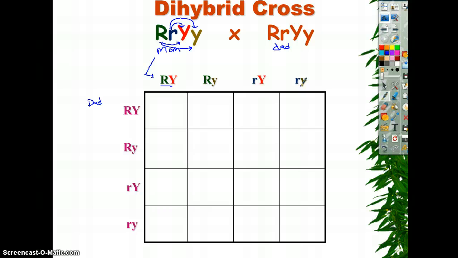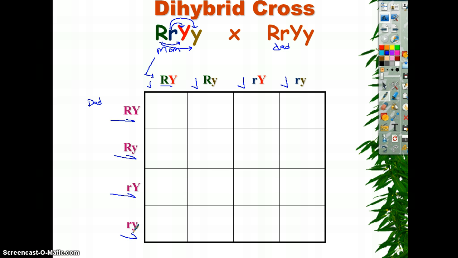Now, once you've got them across the top and down the side, it is time for the eggs and sperm to come together to make the babies. Remember, the boxes are representing all possibilities for the babies. And just like before, all the ones sitting up top have to go down that column, and all the ones sitting on the side have to go across to every spot in that row.